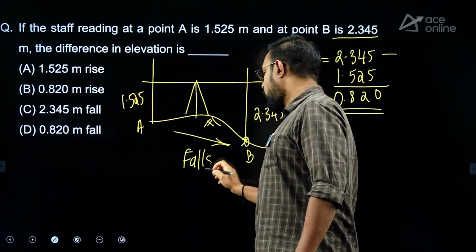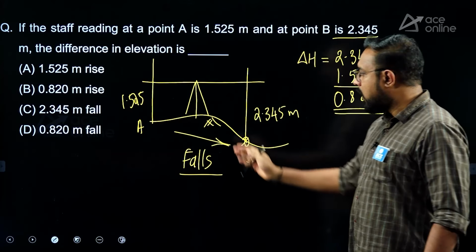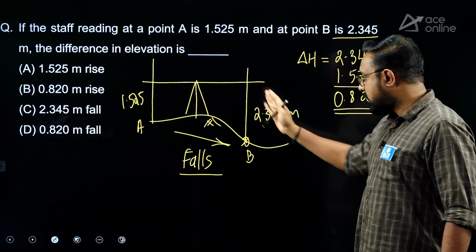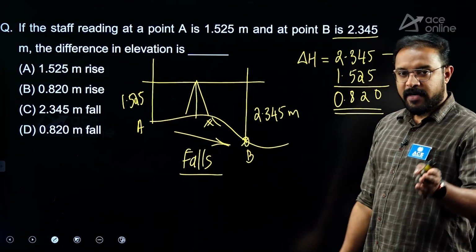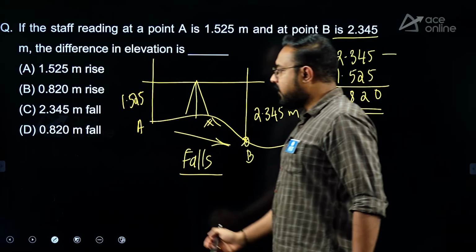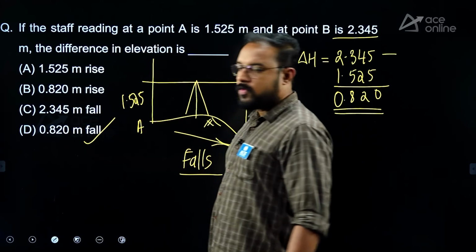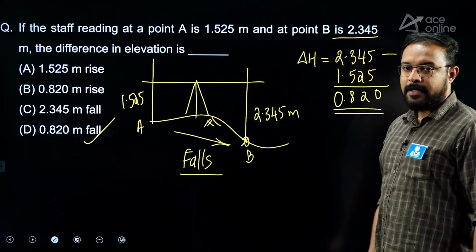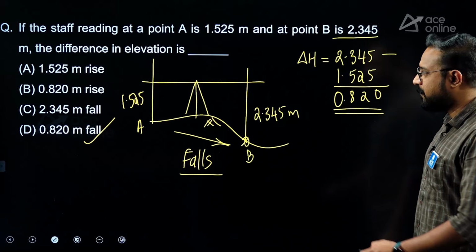My ground is falling, right? Clearly you can see. You take this difference, this staff reading minus this staff reading, it will be a negative value. The negative value just indicates that the ground is falling by how much? 0.82 meters. Okay guys, right.